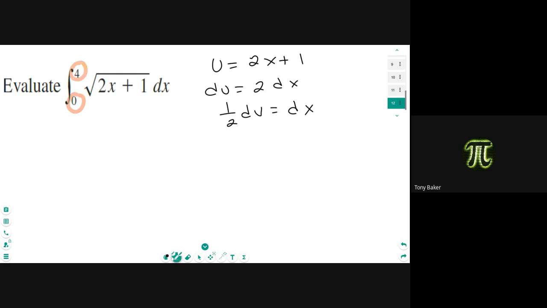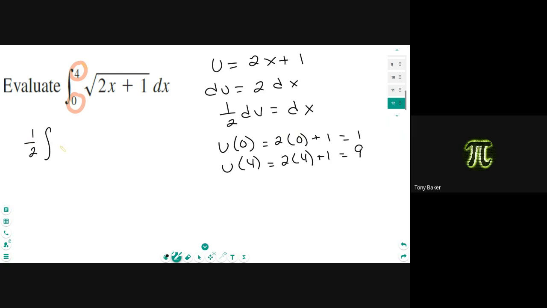I also can substitute. So I could do u to the 0, and u with the 4. So I can replace this whole problem. So 1/2 u to the 1/2 power du. And instead of putting the 0 and the 4 there, I put a 1 and a 9 there.